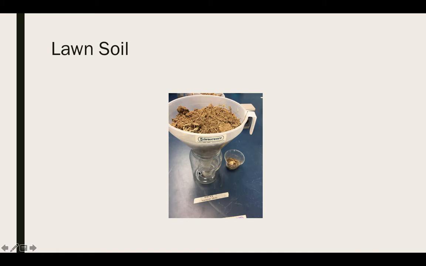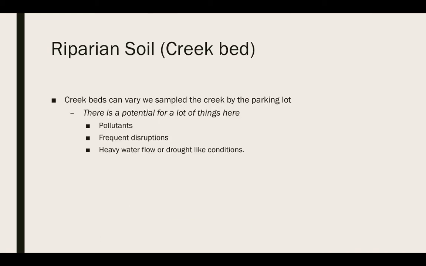So not a lot living here, yet there are still some things that are going to live in this soil, but they're probably going to be down a little further because of all the frequent disruptions. So the third thing that we looked at was the creek bed, or the riparian soil.